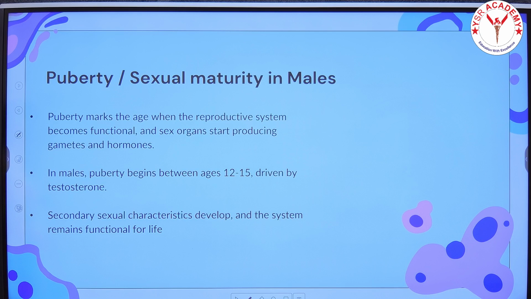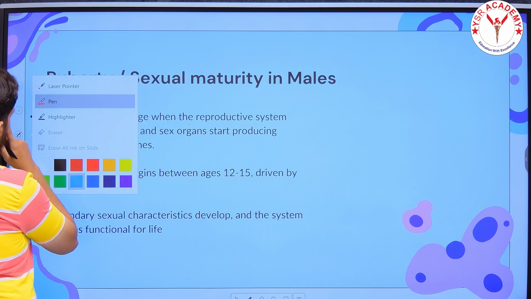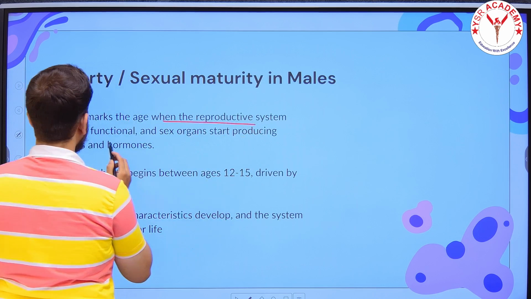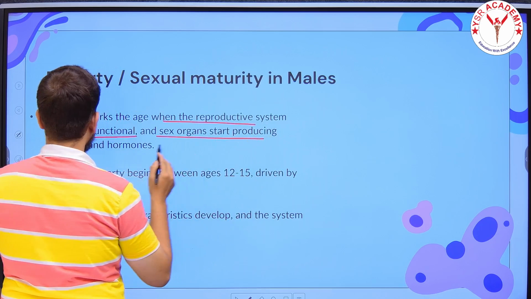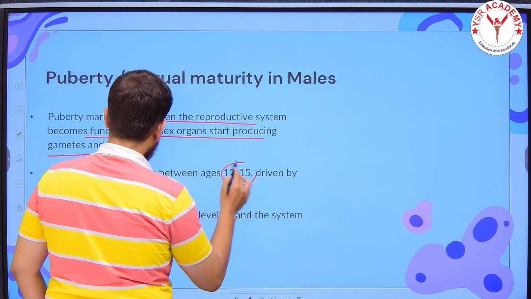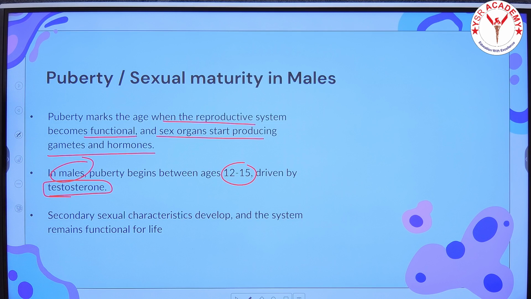So now talking about puberty or sexual maturity in males specifically, because we're done with the female reproductive system. Students, puberty marks the age where the reproductive system becomes functional and the sex organs start producing gametes and hormones. In males, puberty begins between the ages of 12 to 15, driven by a very important hormone, which is testosterone. Secondary sexual characteristics develop and the system remains functional for life. So the hormone which does the job of sexual maturation in males is testosterone.